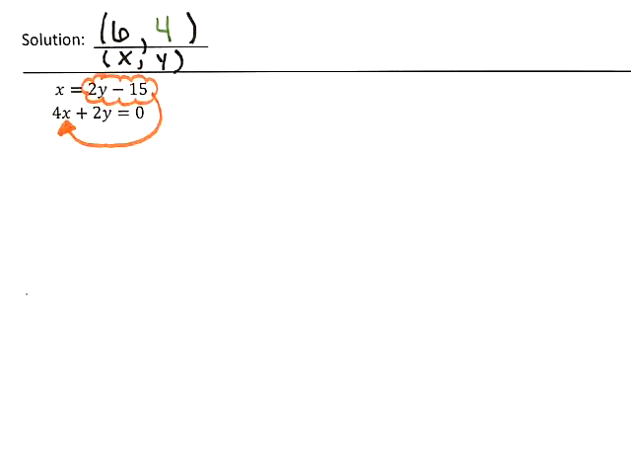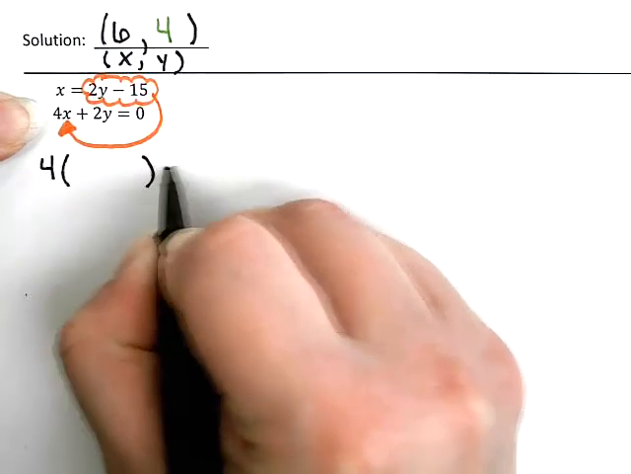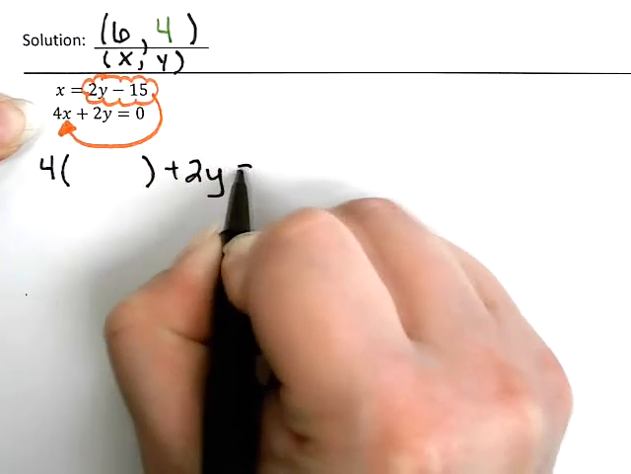It says x equals 2y minus 15. So we are going to take out that x and put in this expression, this blob that has a y. Okay, so let's rewrite our second equation. It's normally 4x plus 2y equals 0.